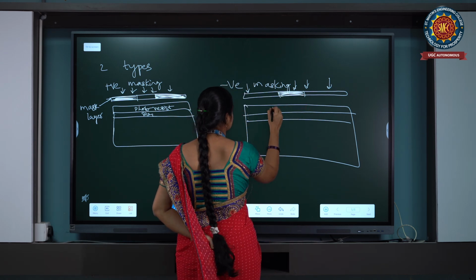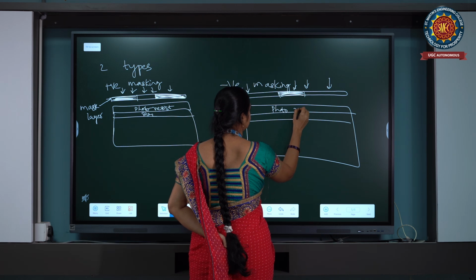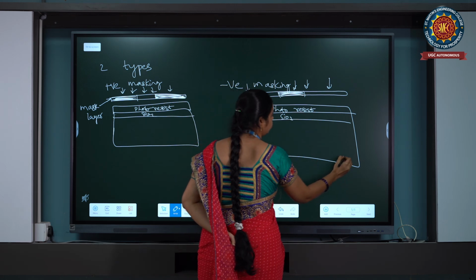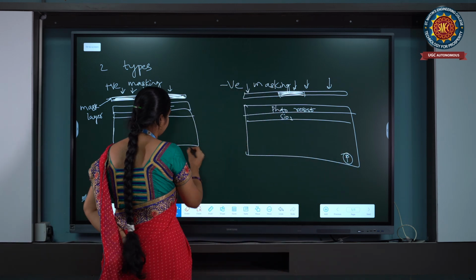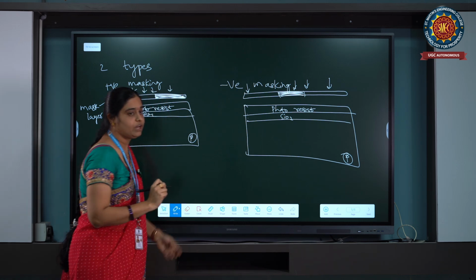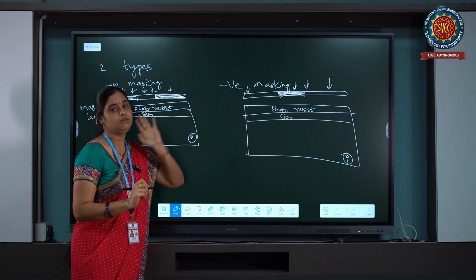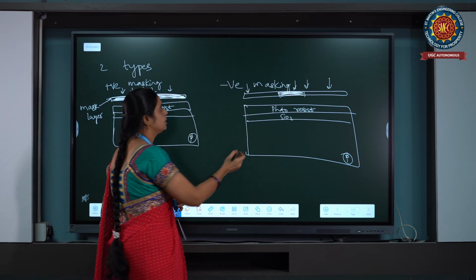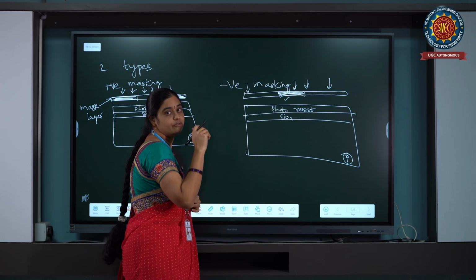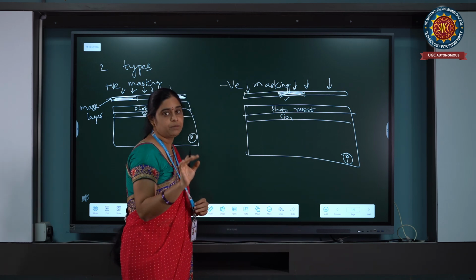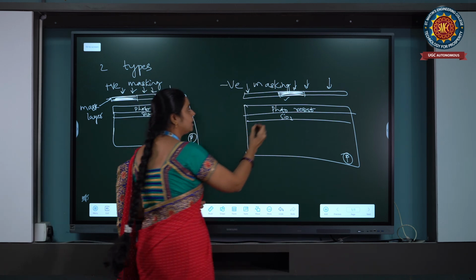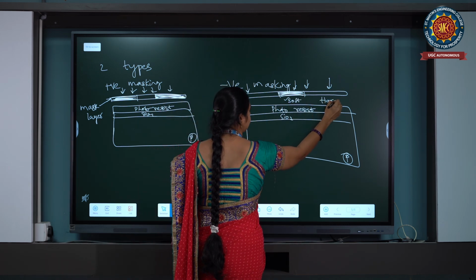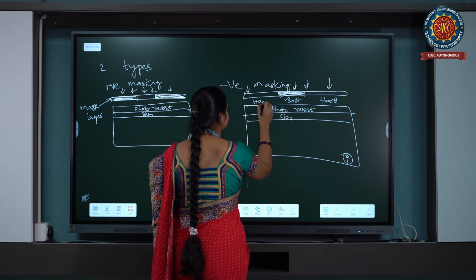So, in the negative mask also, we have the photoresist layer. Under the photoresist layer, we have the SiO2 layer, and we have considered the P substrate at the beginning. This is our P substrate. Now, let us see the difference between positive masking and negative masking. In the negative masking, the region which we have highlighted here will not be affected by the UV light. It will become soft here, and the remaining places directly exposed by the UV light will become hard here.